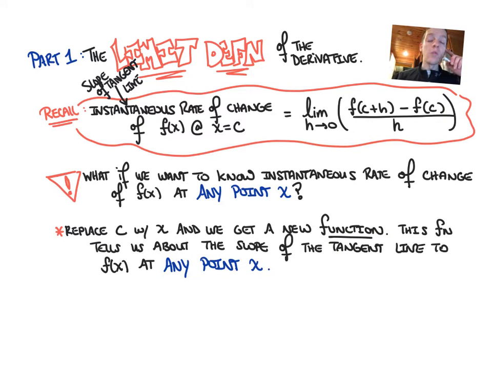A function is just a rule that depends on some variable, and in this case that's x. That function is going to tell us about the slope of the tangent line, i.e. the instantaneous rate of change, of the function at any point x. And this new function is called the derivative. So I'm going to now pause this and formally define the derivative.